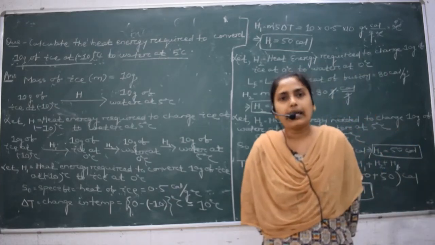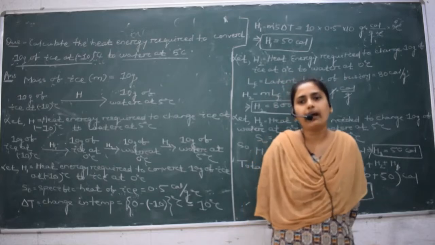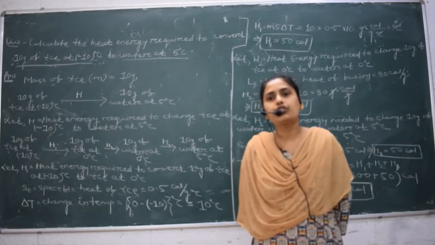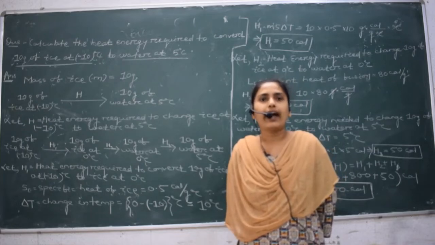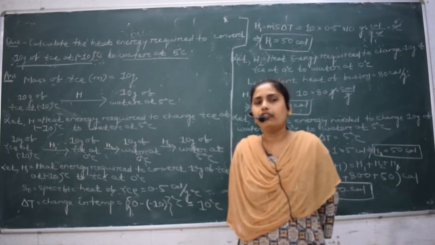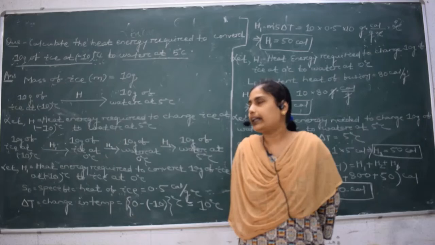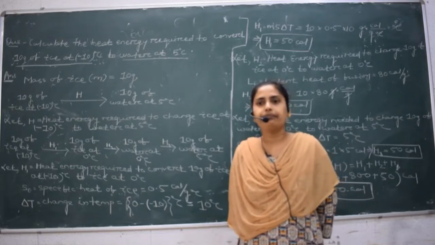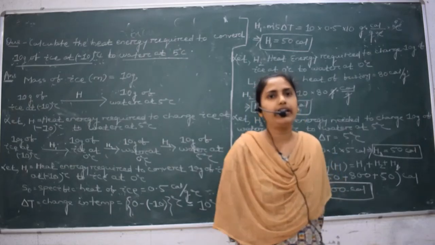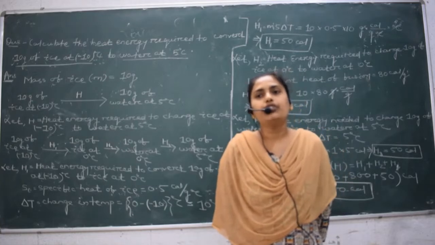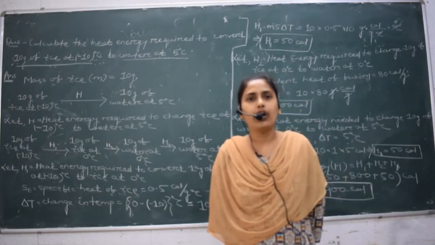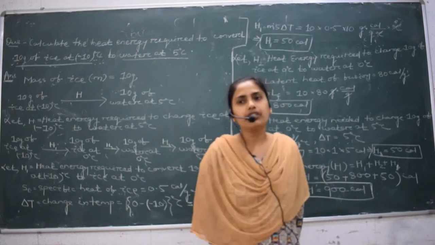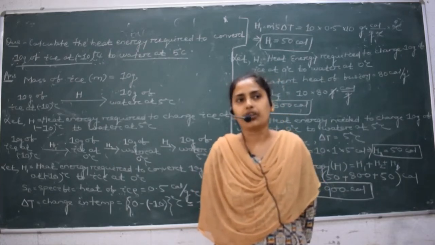So there are two types of latent heat. When the supplied amount of heat energy is used to change the state of the substance from solid to liquid at its melting point, then we will use the latent heat of fusion. And when the supplied amount of heat energy is used to change the state of the substance from liquid to gas at its boiling point, then we use the latent heat of vaporization.